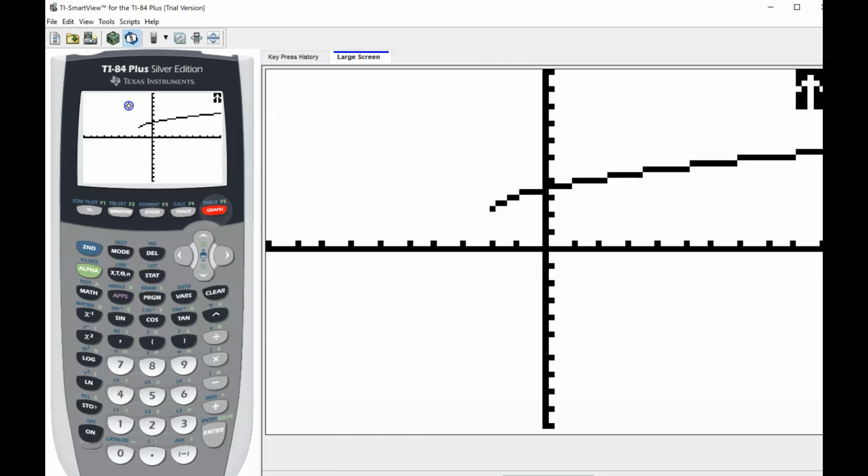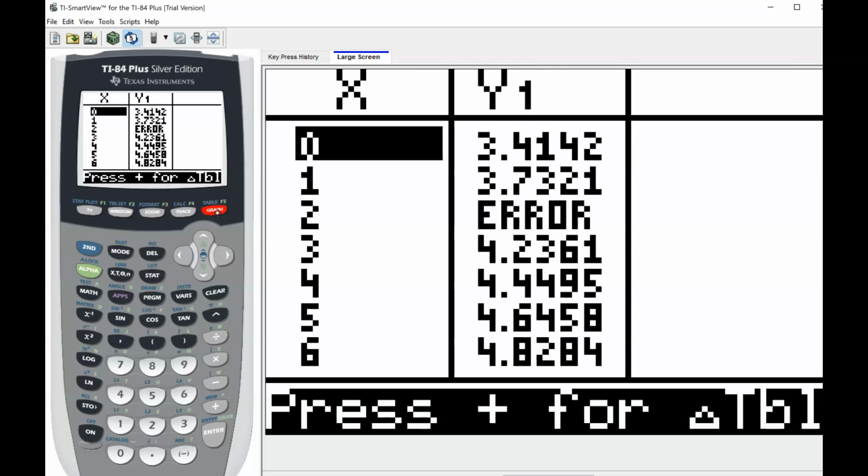So we're going to go to the table, okay? And you're going to notice something. So as x approaches 2, so here's 2. Notice there's an error. It's because it doesn't exist at 2. Now we have to figure out what's happening as I approach 2, coming down, going up.